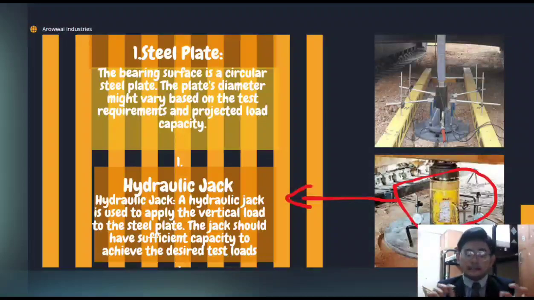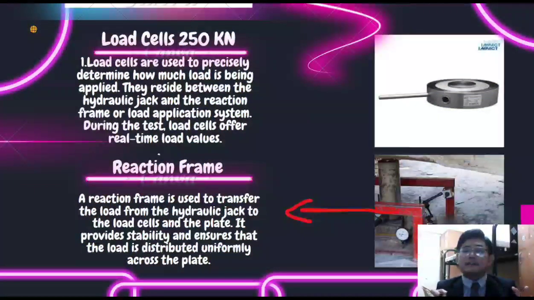The hydraulic jack is used to apply the vertical load to the steel plate. The jack should have sufficient capacity to achieve the desired test load. And as you can see, the figure shows something rounded. It is the load cell, 250 kilonewton. Load cells are used to precisely determine how much load is being applied, the result between the hydraulic jack and the reaction frame or load application system. During the test, the load cell offers a real-time load value.